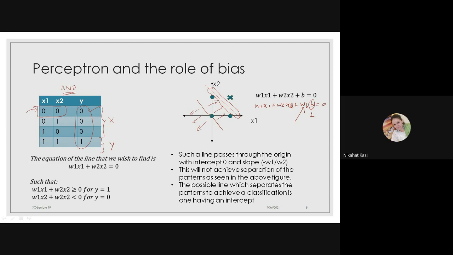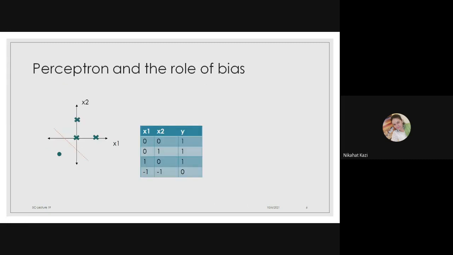Okay, so that will help you to actually align that line finally to a position where it is going to be able to classify the patterns. Okay, so that is the bias. That is how you introduce the bias into the problem, into the network.